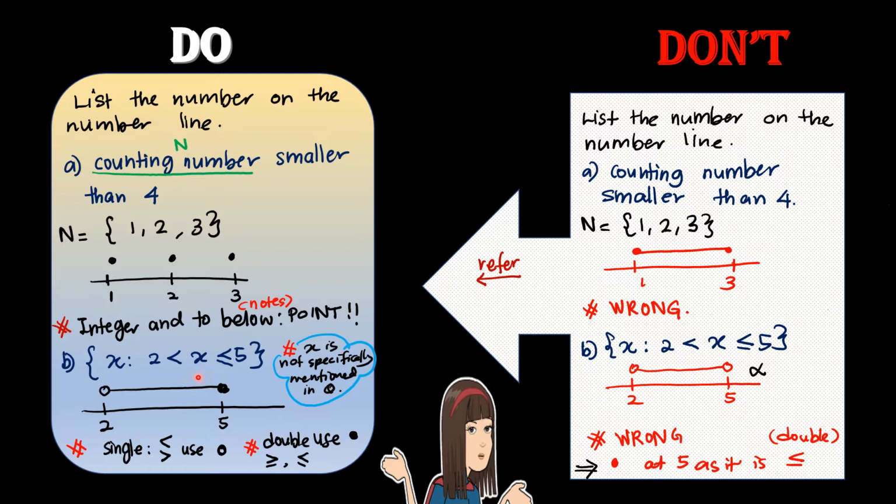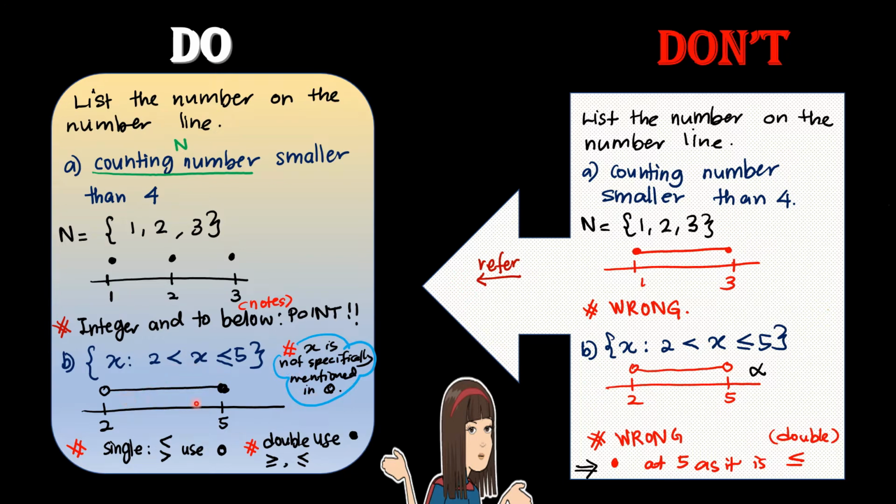Draw a number line between 2 and less than or equal to 5. Here 2 will be an empty circle, and 5 will be a dense circle. So you can draw a line here. Why? Because x is not specifically mentioned in the question. It could be an integer, a natural number, or anything else.